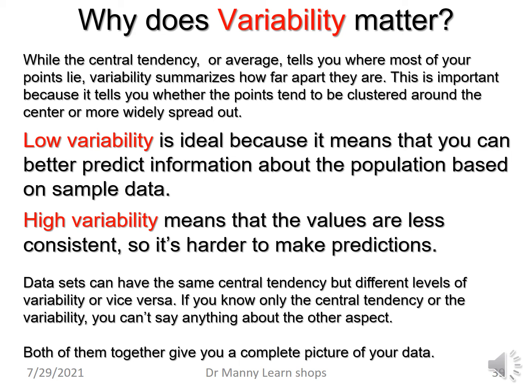This is important because it tells you whether the points tend to be clustered around the center or more widely spread out. Low variability is actually ideal because it means that you can better predict information about the population based on the sample data. High variability means that the values are less consistent, so it's harder to make predictions. Data sets can have the same central tendency but different levels of variability or vice versa. If you know only the central tendency or the variability, you can't say anything about the other aspect. Both of them together give you a complete picture of the data.